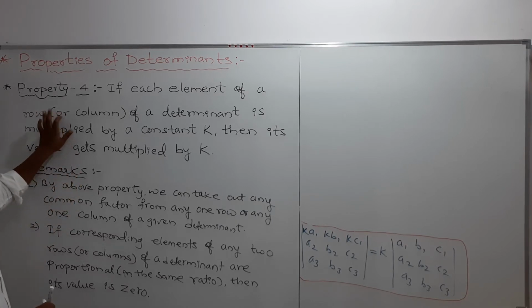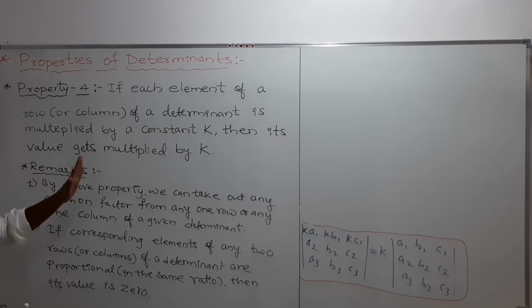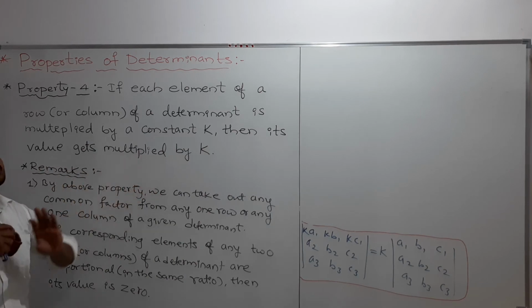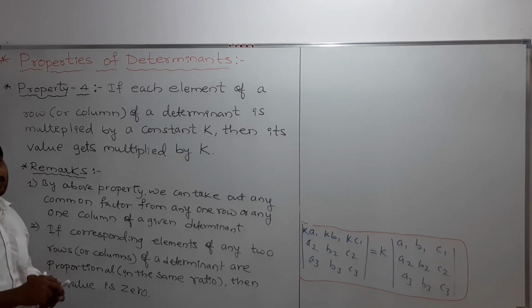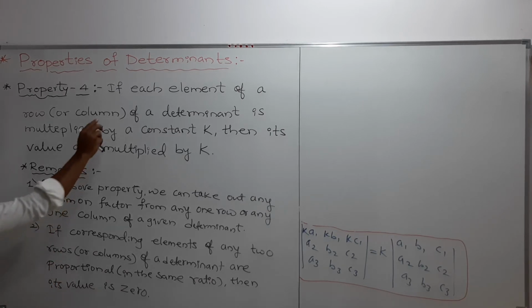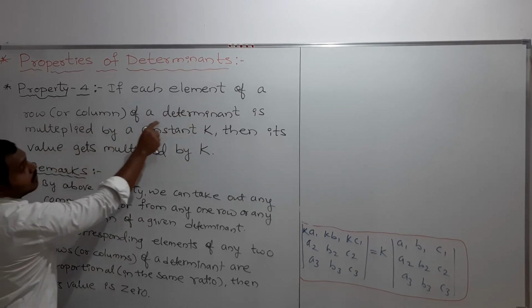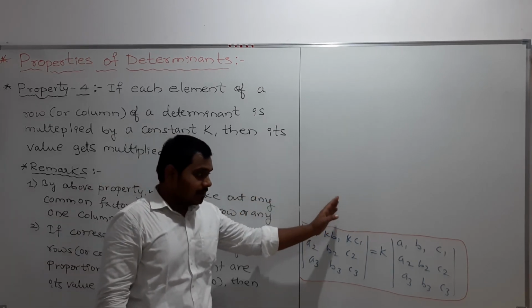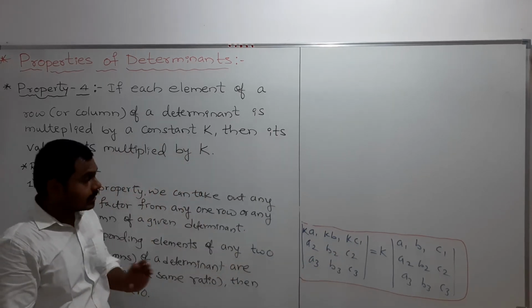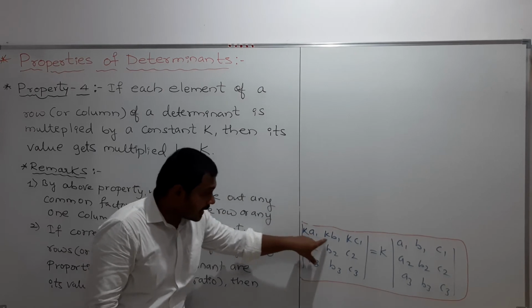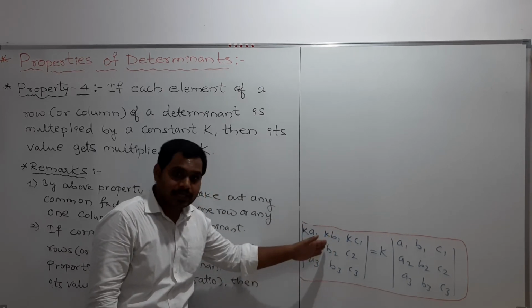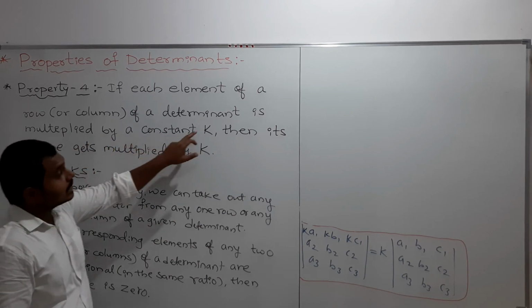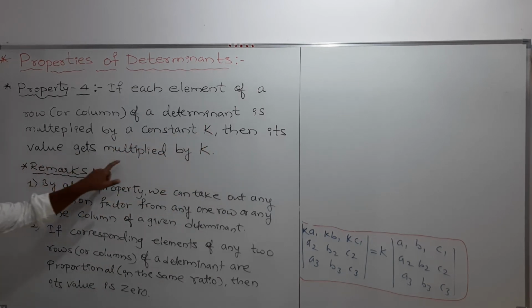once again I repeat property number 4, because it is very important and you may get confused here about its value being multiplied by k. So I repeat once: if each element of a row or column of a determinant is multiplied by a constant k, then its value gets multiplied by k. Consider one determinant a1 b1 c1, a2 b2 c2, a3 b3 c3. If you multiply k with any row or any column, in this example I multiplied k with row 1.